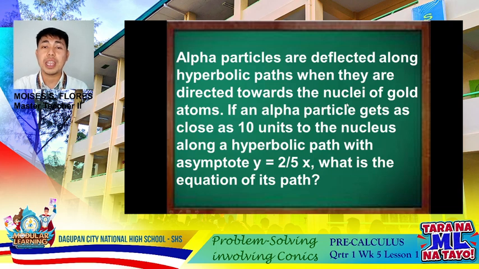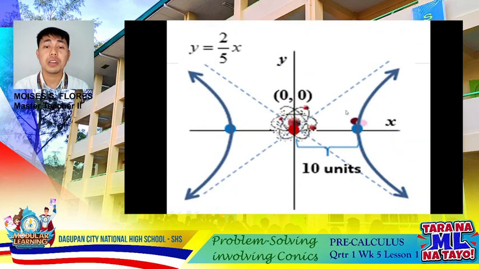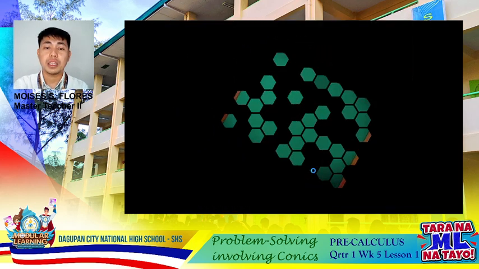Again, we need to picture out, applying our graph centered at origin, with this form that our alpha particle is said to be located at the origin, and of course our nucleus of gold atoms is 10 units away from the alpha particle, and it is said to be deflected in hyperbolic shape. Another given is of course the equation of our asymptotes, which are y equals positive and negative 2/5x. You are asked here for the equation of the path. Therefore, we are now ready to determine the equation of that.